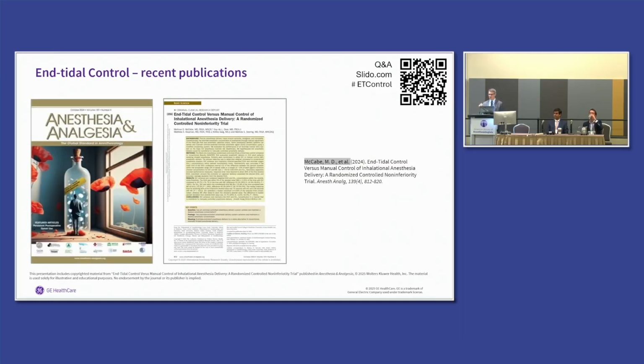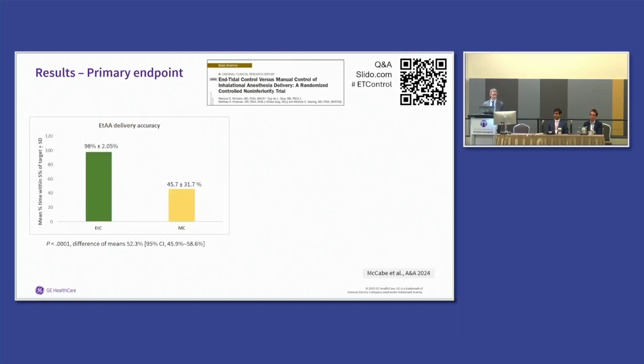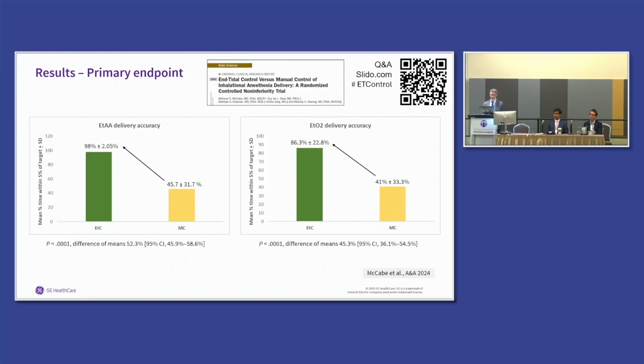Here's some of the evidence associated with the performance of the technology. This is actually from last year, but I wanted to use this publication to highlight the accuracy associated with end tidal control. This study was published in Anesthesia and Analgesia. It's the results from the trial done to achieve FDA approval of end tidal control. This is a multi-center study conducted in the United States, and this is about accuracy. If we look at these two figures, on the left is volatile anesthetic accuracy, on the right is oxygen.